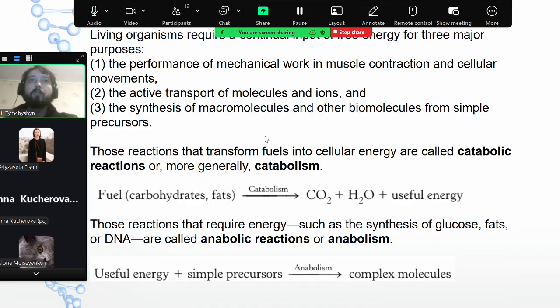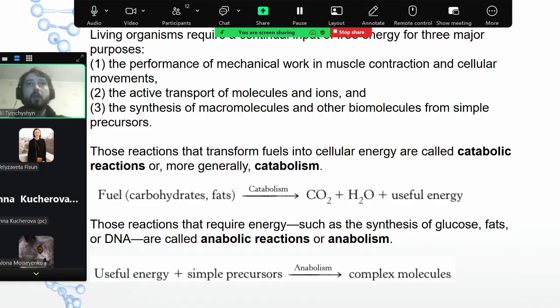Okay, so living organisms, of course, require energy because we are living, and we need that to perform, let's say, mechanical work, like muscle contraction or movement. Even if we don't move, we need energy for active transport of molecules and ions. For example, right now I'm thinking, and a lot of different ion channels are opening, closing, pumping ions all around my brain, so I need energy for that. And of course, synthesis of macromolecules and other biomolecules from simple precursors.